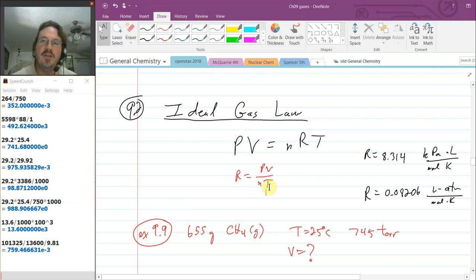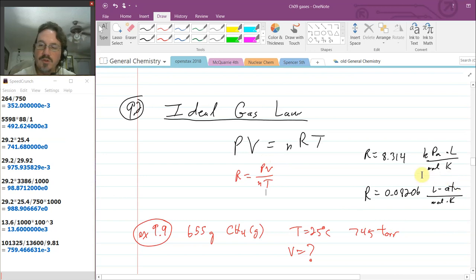Got to use Kelvin because we need that zero with the absolute zero. We need that to be set right down at the true value of 0. So don't use Celsius, don't use Fahrenheit. Always use Kelvin for temperature. So I know I'm going to have moles and Kelvin on the bottom for the units of this R. On the top, well, it just depends what I'm using for pressure and volume.